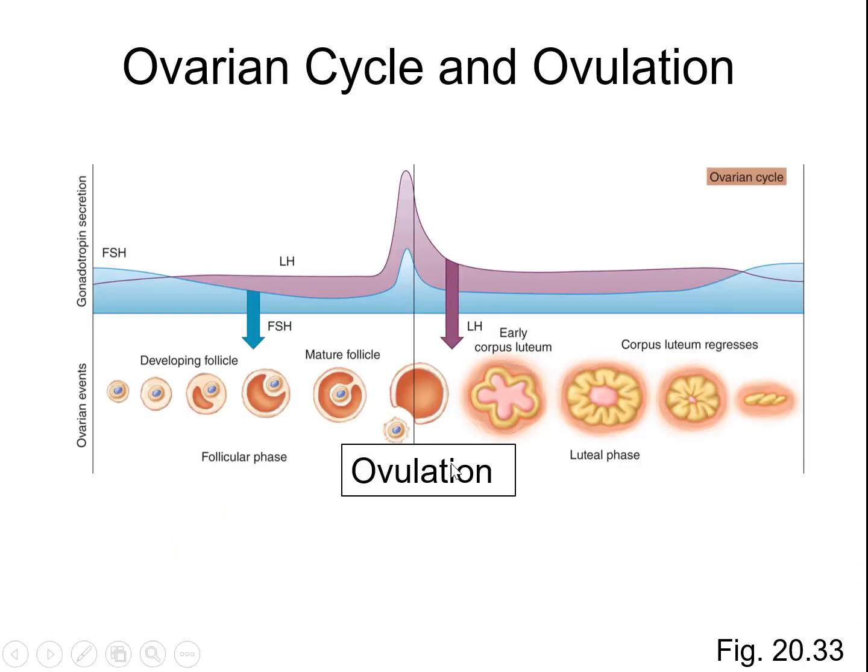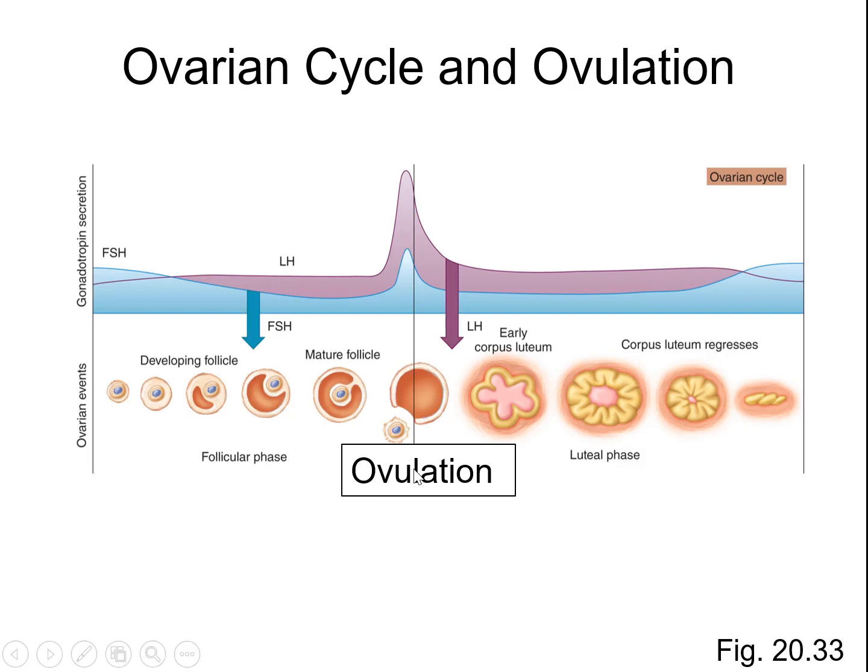All right. So here we have the ovarian cycle and ovulation. So think about how long a female cycle is. Generally speaking, classic textbook is about 28 days. Of course, that's going to vary from female to female, but let's just take, for example, a standard 28 days. So where ovulation occurs during that 28 days is right in the middle.